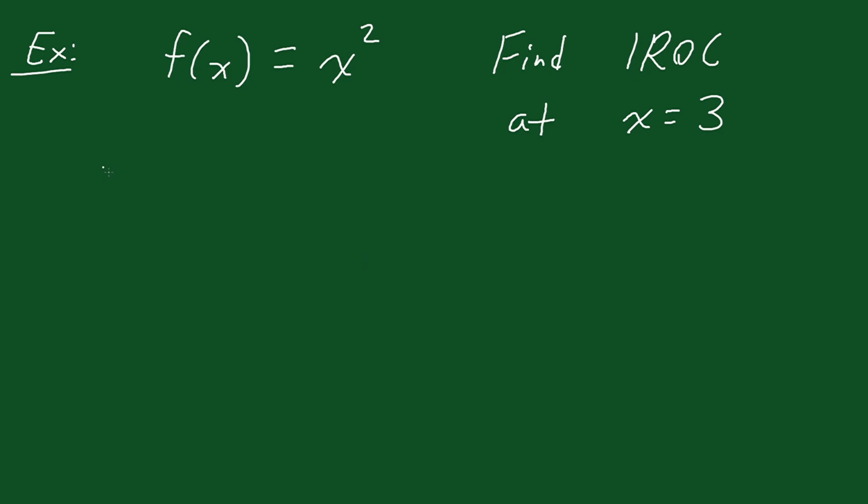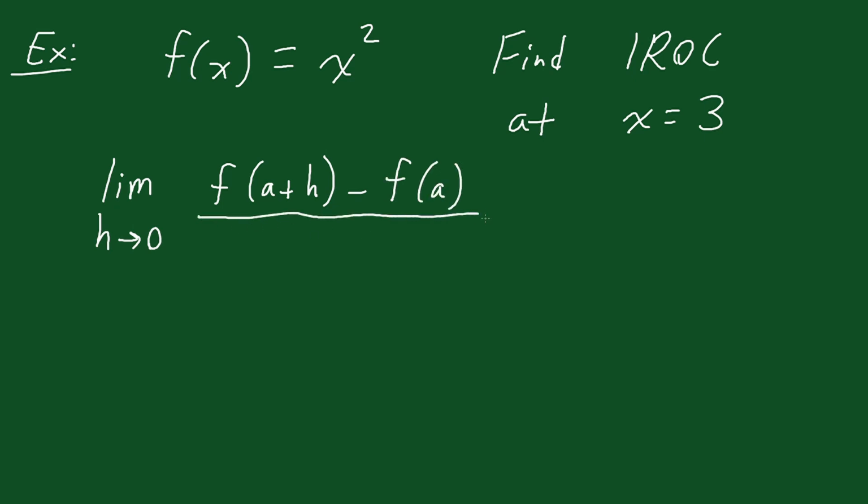We have our difference quotient. It's the limit as h approaches 0 of f of a plus h minus f of a, divided by h. Now, what is f of a and f of a plus h in this context? Well, a is just the x value that we're dealing with. Here, the x value is 3. That's the location that we're interested in finding the instantaneous rate of change. So a is going to have a value of 3.